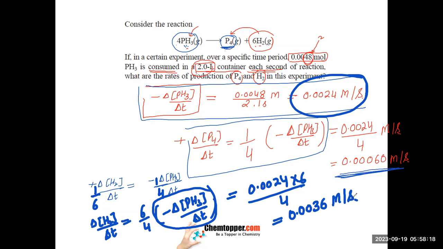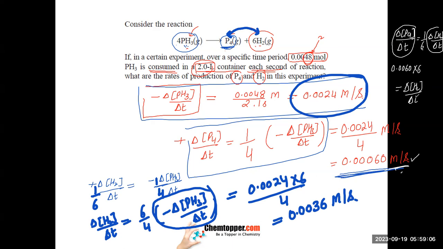Is it okay? There is one more way of doing it. You can relate these two. See, you have the rate of appearance of P4. Can you see that the rate of appearance of P4 is equal to 1/6 the rate of appearance of H2? The rate of appearance of P4 we calculated as 0.0060. Now I want to calculate the rate of appearance of H2. So multiply by 6. This 6 will come this side. Is the rate of appearance of H2. You're getting exactly the same answer. This is exactly the same thing. 0.0036 molar per second.